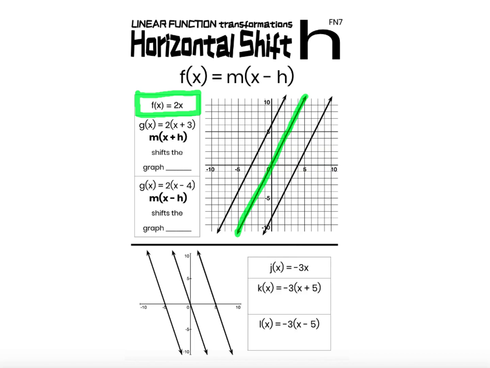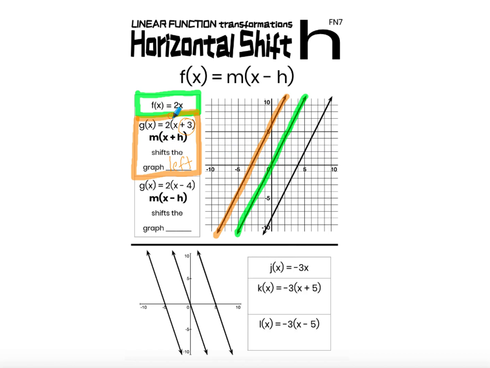When we have an h that is being added, in this case g of x equals 2 times (x plus 3), that plus 3 is going to do the opposite of what you would expect. When we are adding 3, we are going to actually shift the graph left. So this graph that is shifted left is the graph of g of x equal to 2 parentheses x plus 3. The big idea here is that that h does the opposite of what you would think.